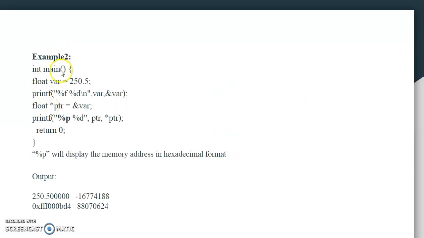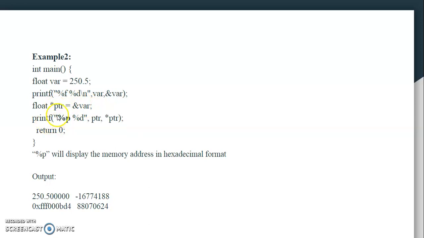So this is the next example with a float data type. It is similar to the first example. float var = 250.5, and here I am printing var, that is this value 250.5 will be printed, and next the address of this var, so you will get the address of that variable. Next, the data type for this pointer variable is float. So float *ptr = &var. The address of this variable will be stored in this pointer.